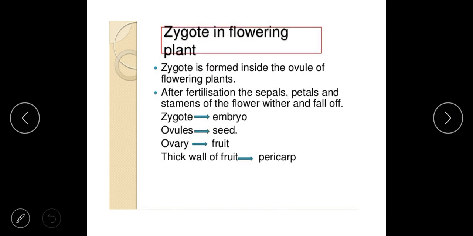Finally, the zygote. In the flowering plants, the zygote is formed inside the ovule. After fertilization, the zygote divides, redivides, and the whole ovary of the flower converts into the fruit, and the ovule converts into the seed.